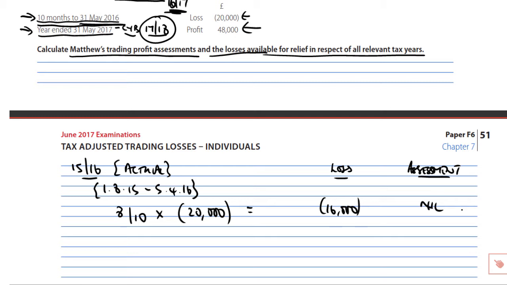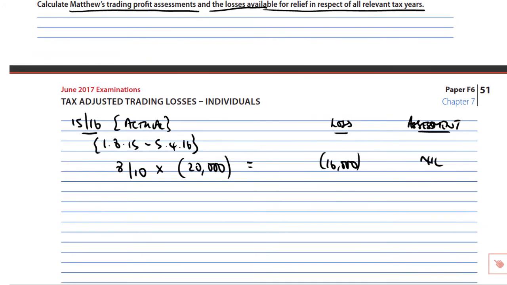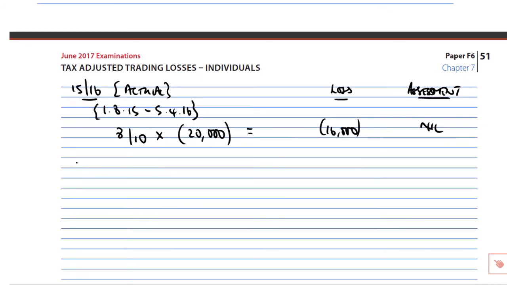How many months is it out of what length of opening period? What is the loss? That is the figure of loss available for relief in relation to that tax year. And whatever the figure of loss, the assessment is nil. On then to always the trickiest, and this will be no exception, the second tax year.